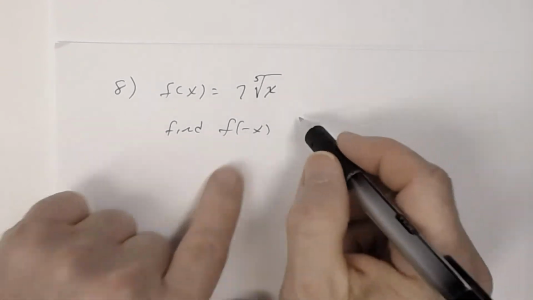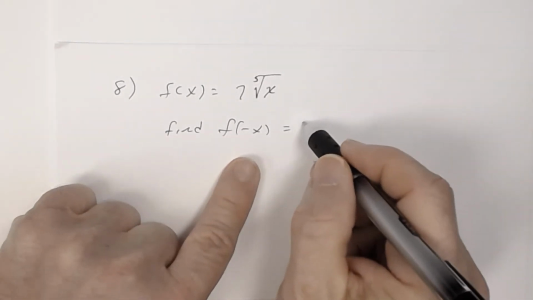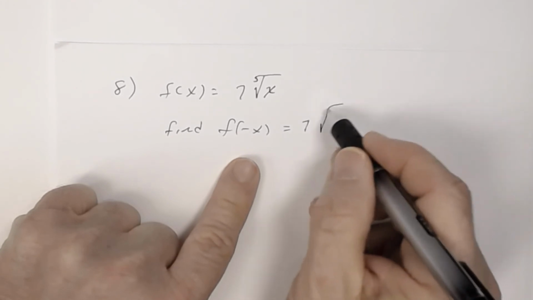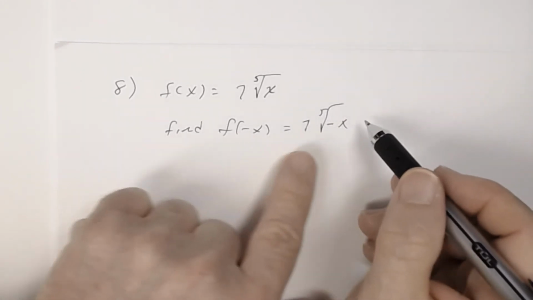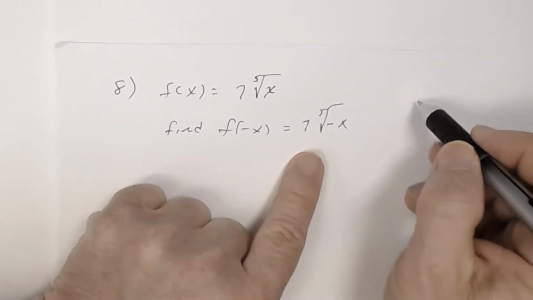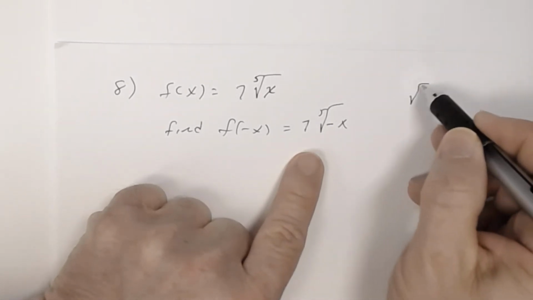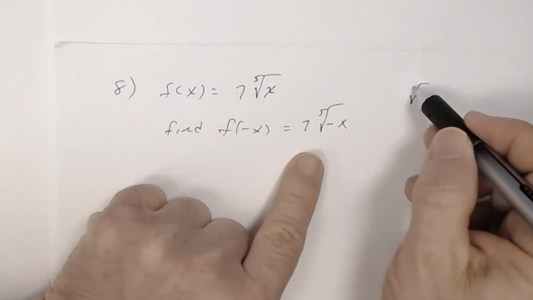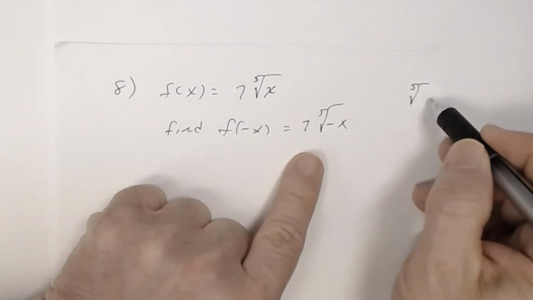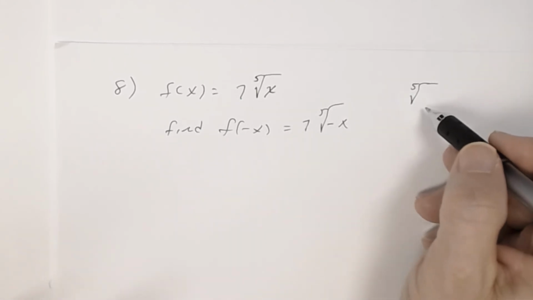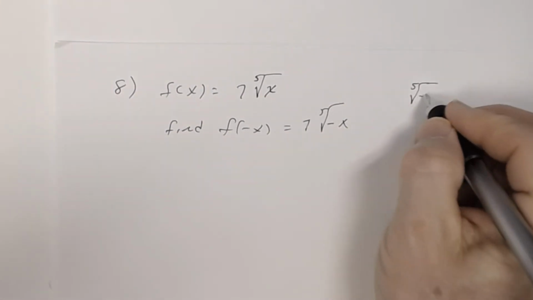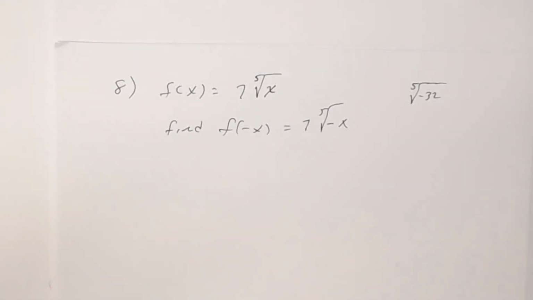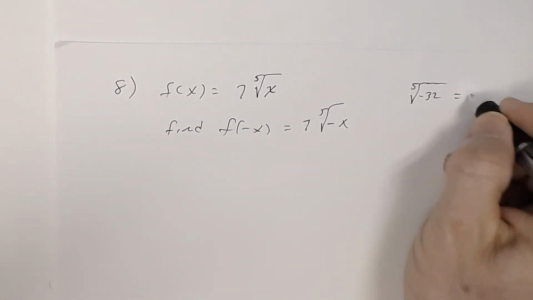Okay, so I get 7 times the fifth root of a negative x. Now be careful. This is an odd root. So let's see, I'm trying to figure out the fifth root of, let's say, negative 32. What's the fifth root of negative 32? What times itself 5 times gives negative 32? Negative 2, right?